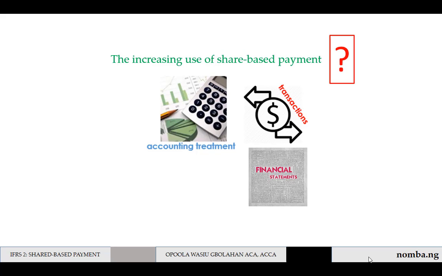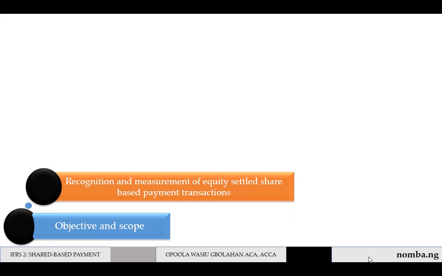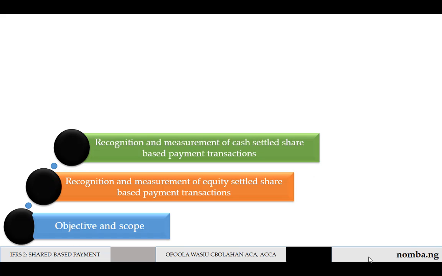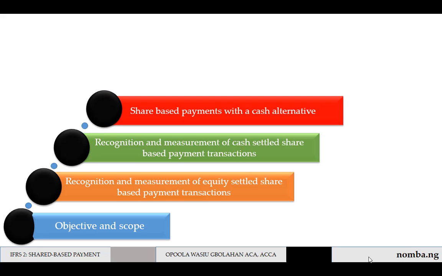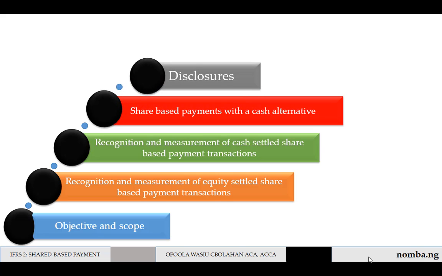So, in this section, we will cover the following. Firstly, we will look at the objective and scope of IFRS 2, which is the standard on share-based payments. Then we'll look at recognition and measurement of equity-settled share-based payment transactions. Thereafter, recognition and measurement of cash-settled share-based payment transactions. After which, we'll look at share-based payment with a cash alternative. And finally, we'll look at disclosures.